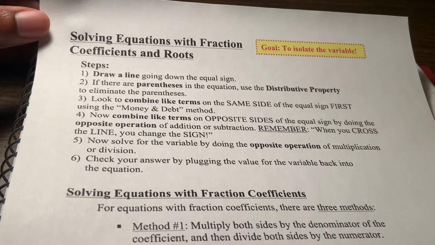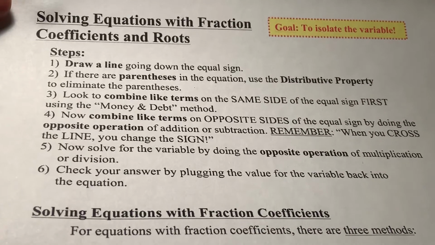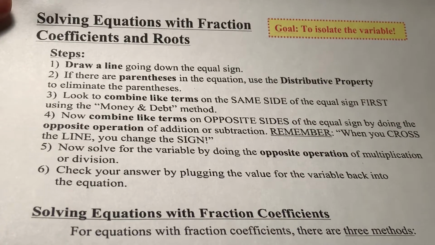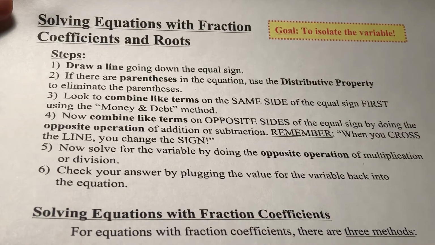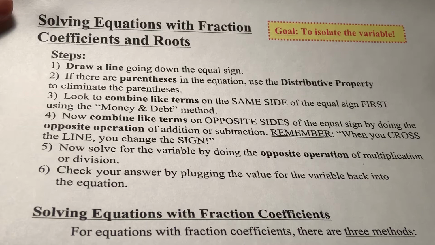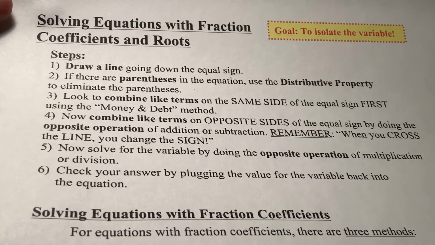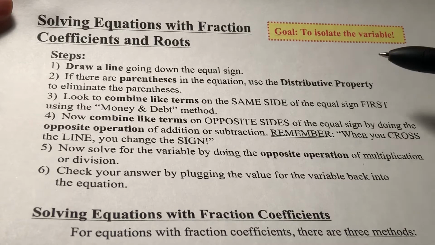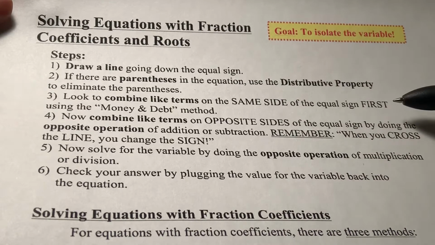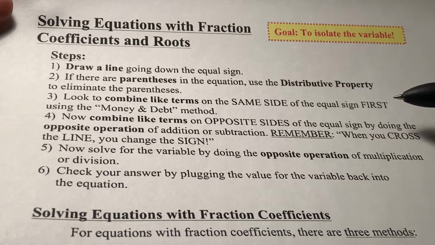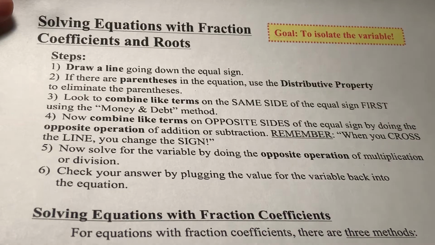So as you can see, we have our steps. First step, draw a line going down the equal sign, as always, okay? We always draw that line to help separate the equation into two sides. Step 2, if there are parentheses in the equation, use the distributive property to eliminate parentheses. That does not change. Step 3, look to combine like terms on the same side of the equal sign first using the money and debt method.